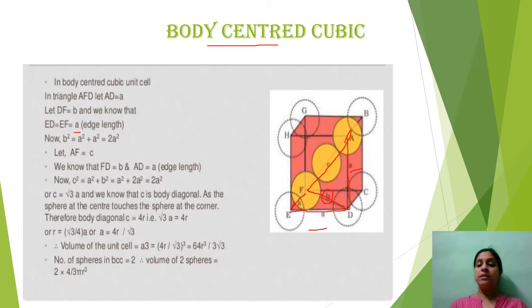So from here we can say that b square is equal to a square plus a square, which is equal to 2a square. And if we let this value AF be equal to c, then c square is equal to a square plus b square. And b square is 2a square here, so we take its value and write a square plus 2a square. That gives a square plus 2a square equal to 3a square. So c is equal to root 3 times a.